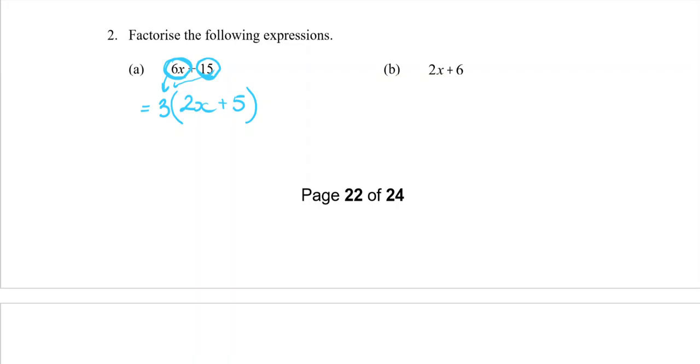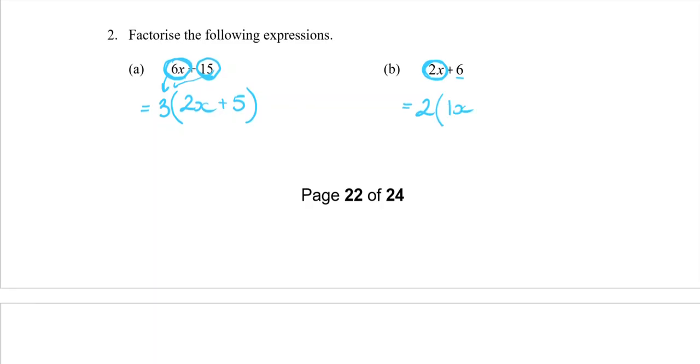So moving on to question B. Our terms are 2x and 6. The highest common factor is going to be 2 because they can both be divided by 2. Open the bracket. Then we divide. We take the first term, 2x. 2x divided by 2. Well, 2 divided by 2 is 1. And then we would have 1x.